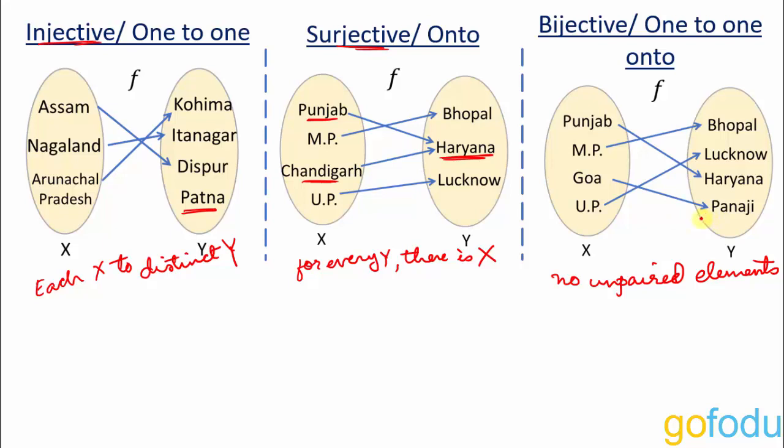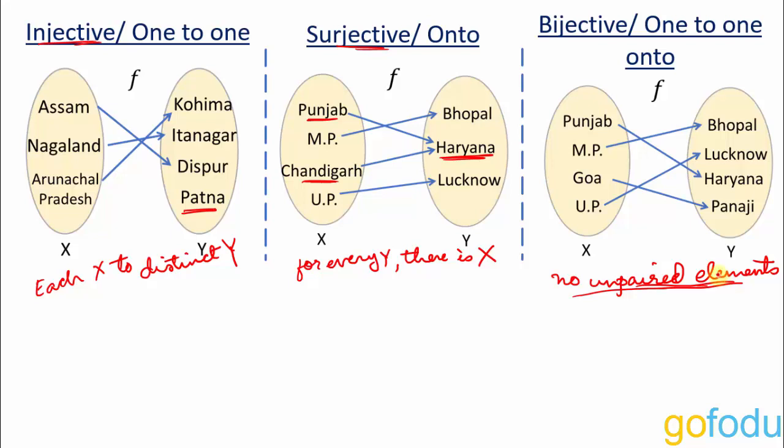So injective means for every X, there should be one unique Y. Surjective means for every Y, there is an X, and that X need not be unique for each Y. We can have two Xs for the same Y, but for every Y, there is an X. And bijective means one element from X is paired with one element from Y, and one element from Y is paired with one element from X, leaving no unpaired elements.